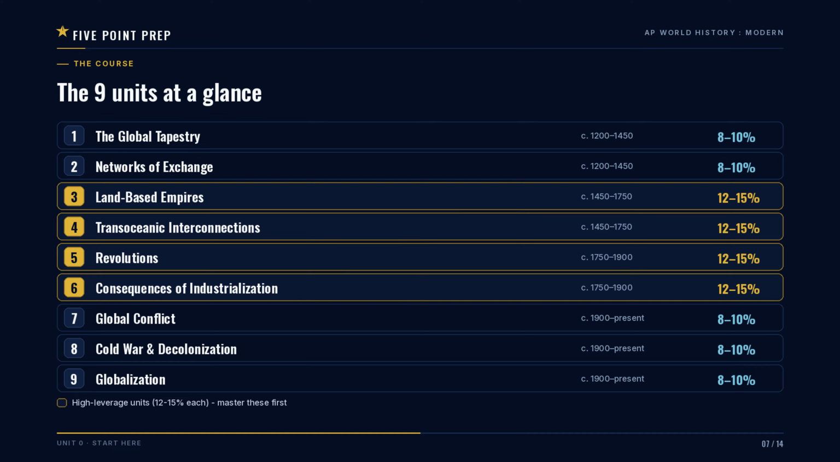Master these first. But do not skip the lighter units. Units 1 and 2 set up every trade network the rest of the course builds on, and Units 7, 8, and 9 are where the essays about the modern world come from.